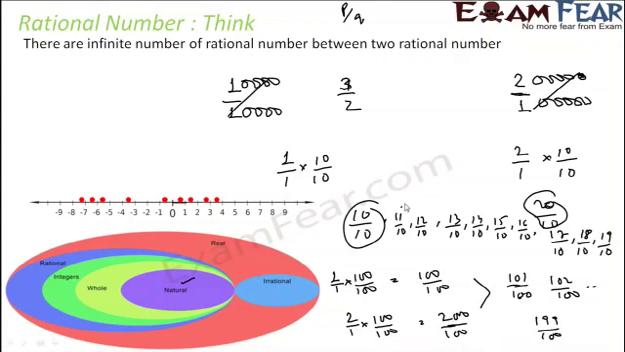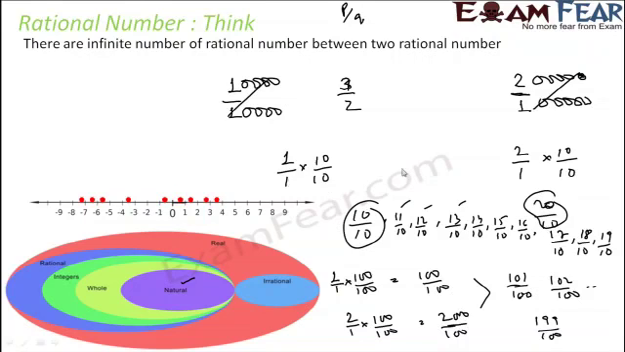Correct? And all these numbers, if you see, are rational numbers. Similarly, if you multiply by 1000, you get all the more numbers. So between any two numbers you take, you will find an infinite number of rational numbers. Right? So I hope you understand the concepts here.